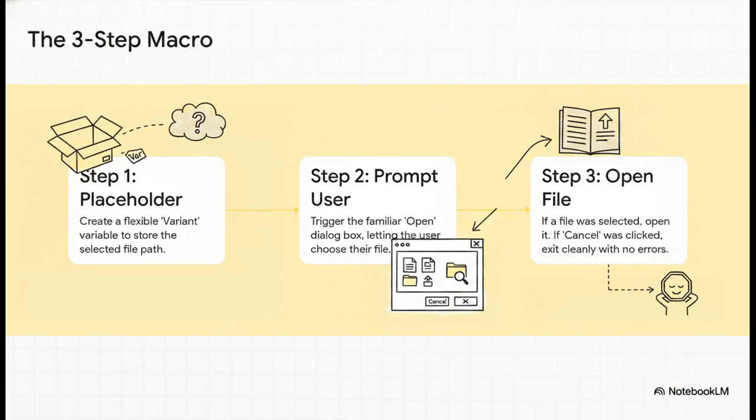It's really that straightforward. First, the code creates a variable. Just think of it like an empty box, ready to hold the name and location of our file. Second, it triggers that standard open window you literally use every day in Windows. You just navigate and pick your file. And third, the macro does a quick check. Did you actually pick a file? If yes, it opens it. If you hit cancel, it just stops. Quietly. No more angry error messages.